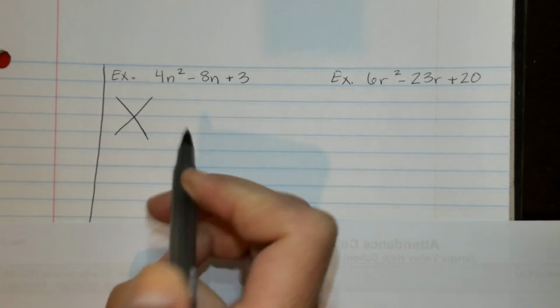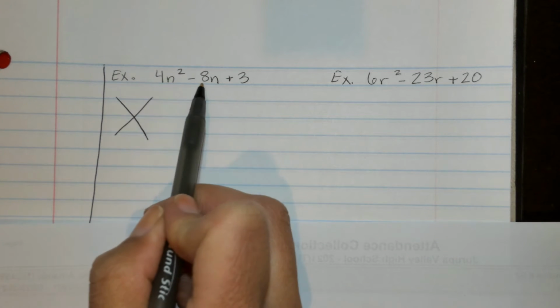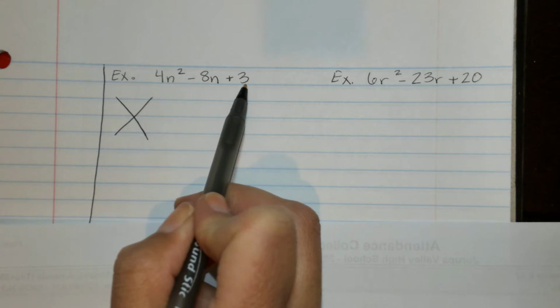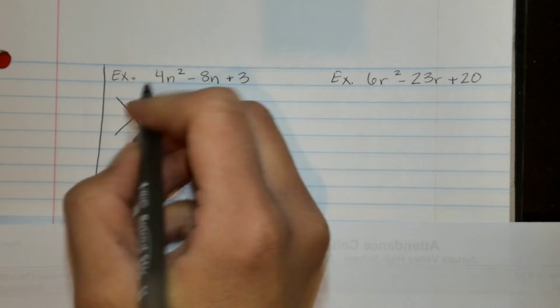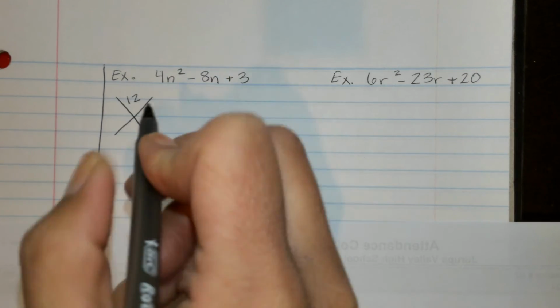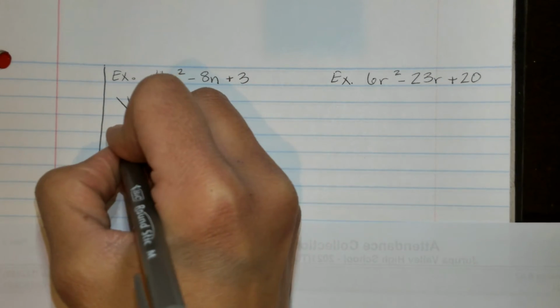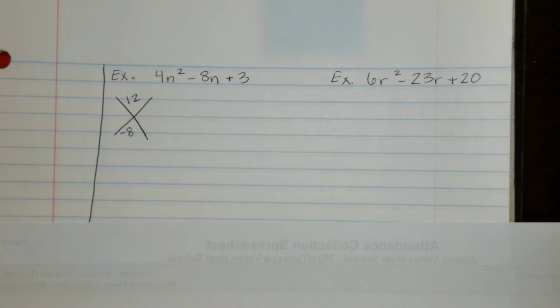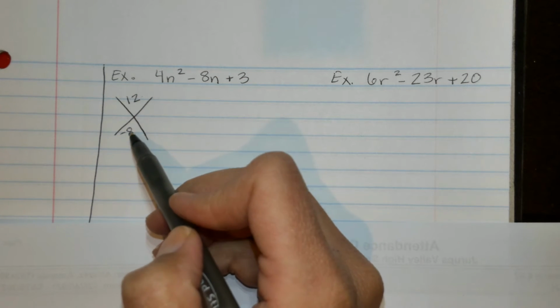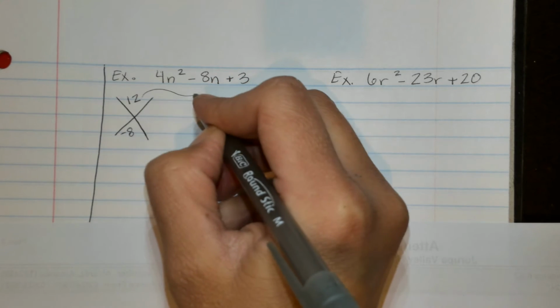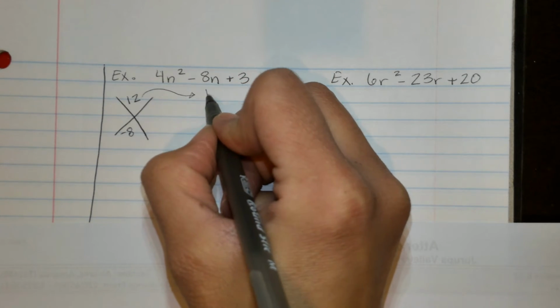Oh, actually, step 1, you should always check for the greatest common factor. 4, 8, 3, there's no common factor. 4 and 8, yes, but not with the 3. Then I would multiply. 4 times 3 is 12. My bottom number will be negative 8. So now I have to think, what times what is 12 that adds, or subtracts, to get negative 8?